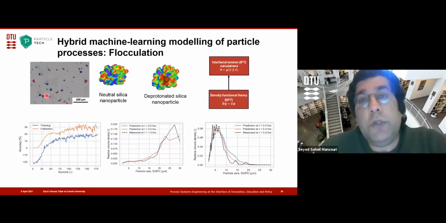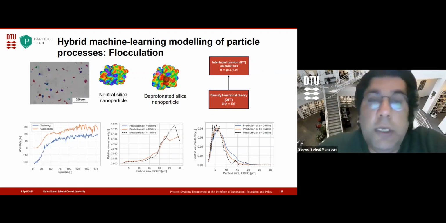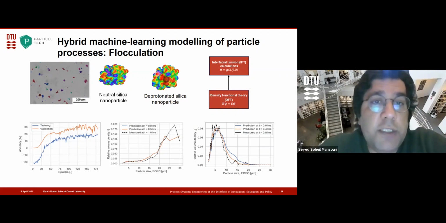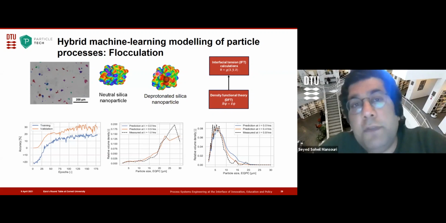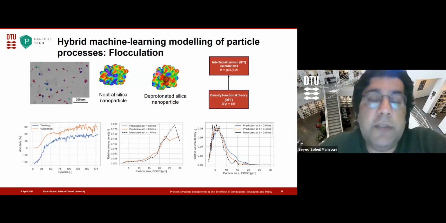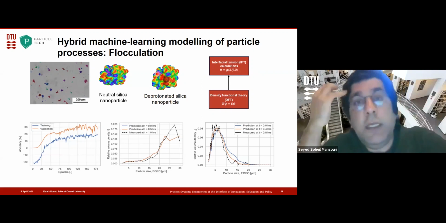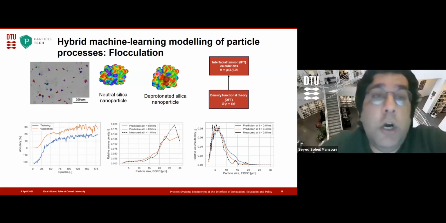In another example, we are looking at a process called flocculation. Flocculation or agglomeration is actually a major primary purification process in many biomanufacturing processes, where by adding a polymer to the fermentation broth, we can remove the cell debris, organic biomass, and so on. These particles will coagulate with each other, and they will form so-called flocs.